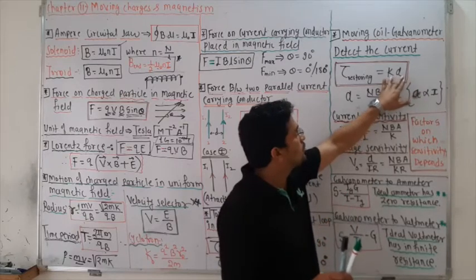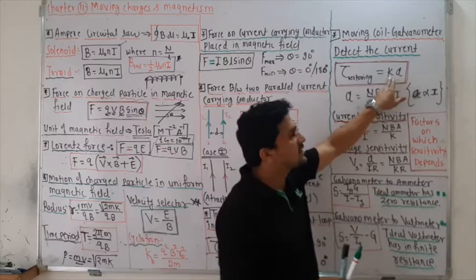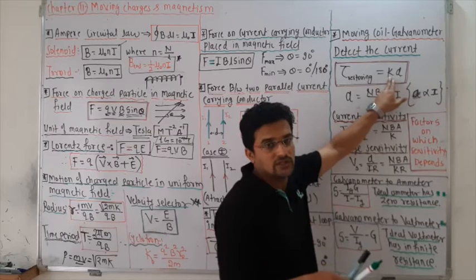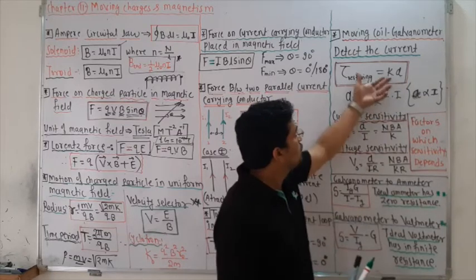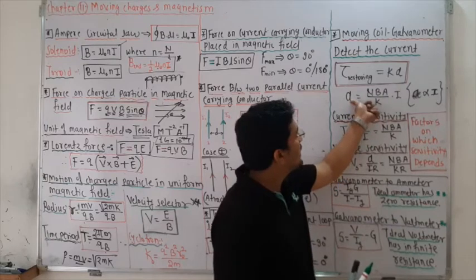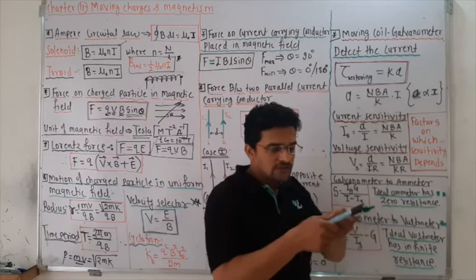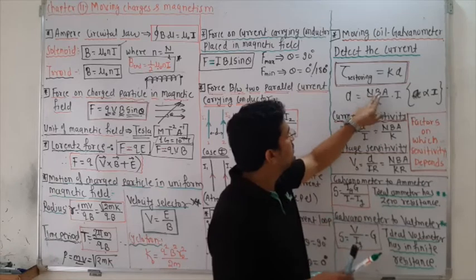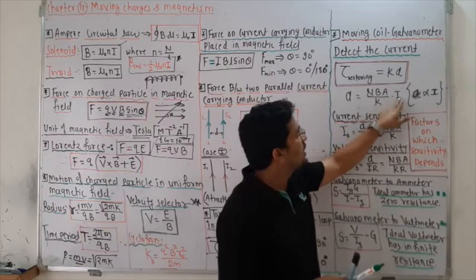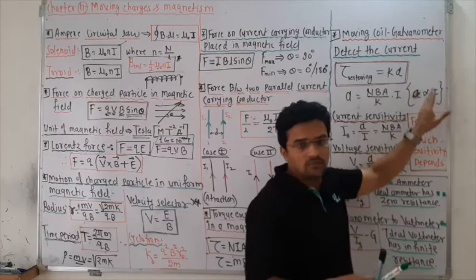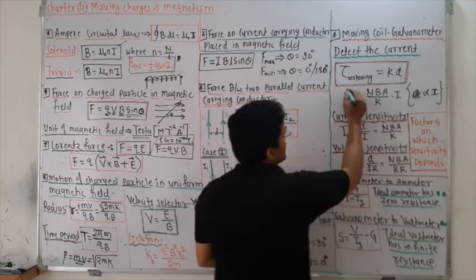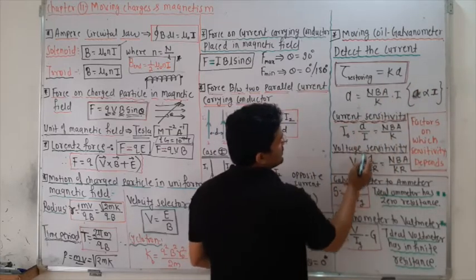If you remove the proportionality, you get K alpha, where K is the torsional constant of the galvanometer. If you solve this, you get the angular deflection, that is, how much it is deflected: alpha equals NBA divided by K, multiplied by I. That means the more the current, the more the deflection. So remember this equation.